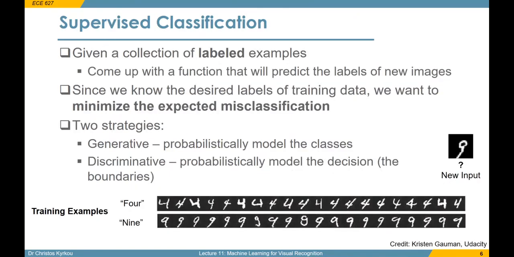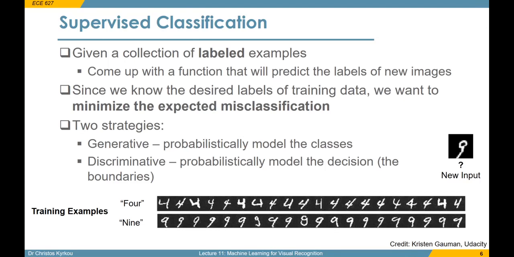So the most frequently used machine learning approach today for visual recognition is supervised classification or supervised learning. In this paradigm, we have a collection of labeled examples, the image with its respective class. And since we know what these classes are for our training data and our test data, what we want to minimize is the expected misclassification. In other words, the mistakes that the classifier is doing, and we want to make it as accurate as possible.